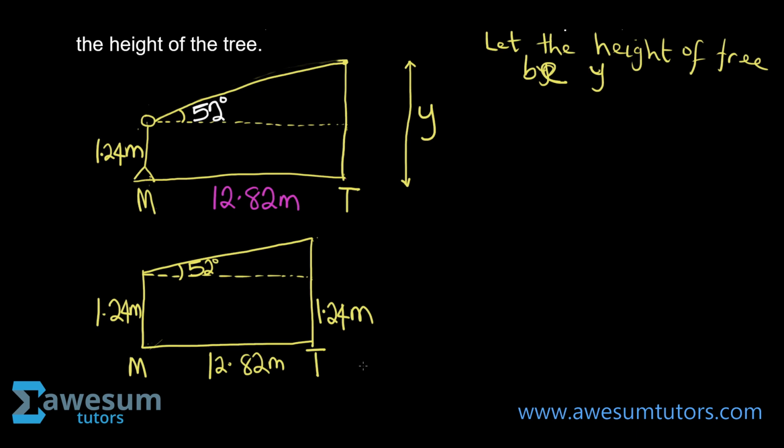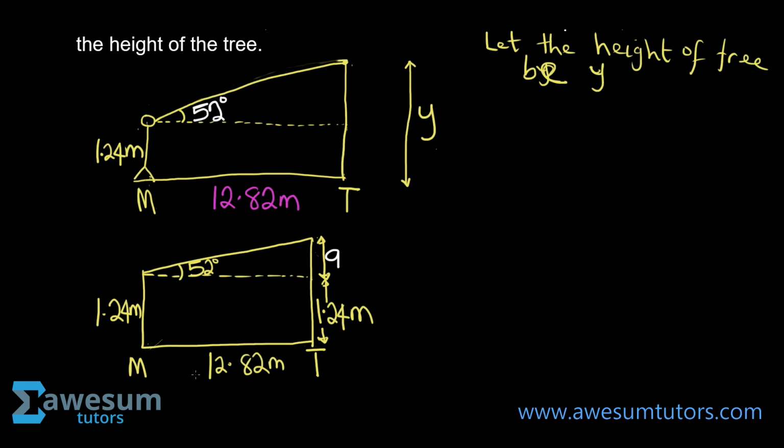Now what you can do is, the question says to find the height of the tree, which is from here to here, which we have called y. But for you to be able to find the height of the tree, which is y, you also need to find this place from here to here, because the height of the tree should be from here to here plus from here to here. We already know from here to here to be 1.24 meters, because that also translates to the height of the man. So now what we need to find is from here to here, which I can call A.